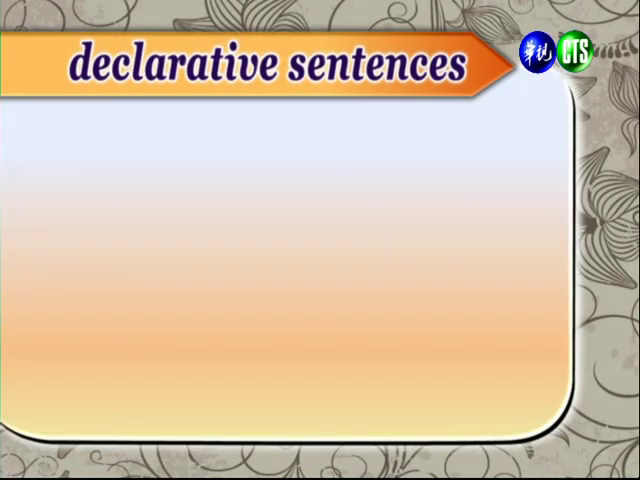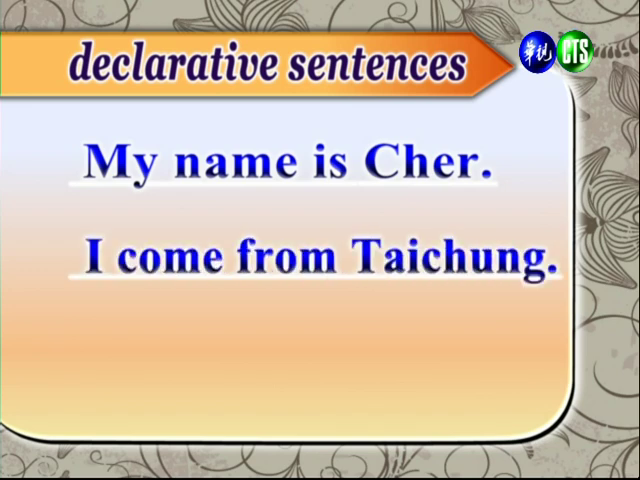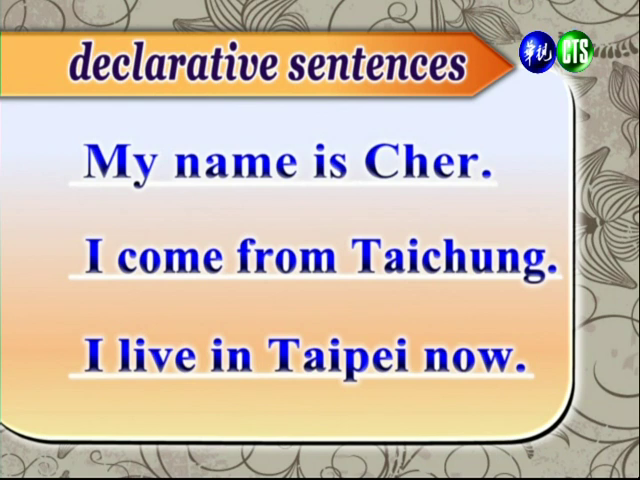Our first example is a sentence, "My name is Cher." Another sentence is, "I come from Taichung." And our last sentence is, "I live in Taipei now." And we can see all these sentences just declare some kind of simple fact.